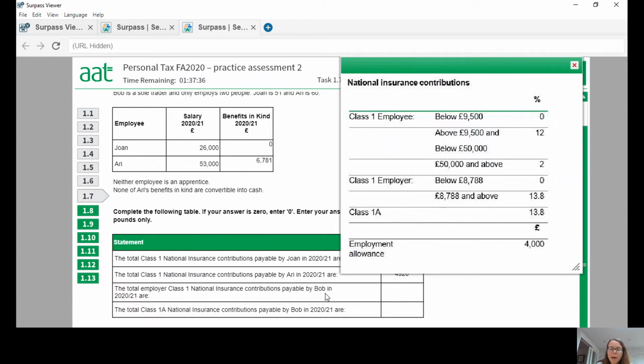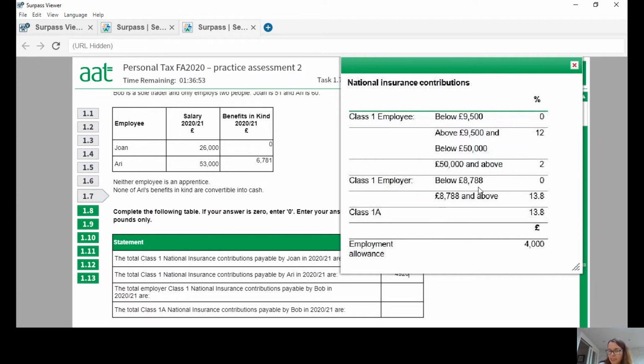Right, class 1 payable by Bob. Bob is the employer. So the employer lower figure is 8,788, and then anything else is at 13.8%. Right, so if we work out Joan's figure first, so the first 8,788 at 0, and then work out the excess. So 26,000 subtract 8,788 is 17,212. Find 13.8% of that gives us 2,375 for Joan's class 1 employer NIC.